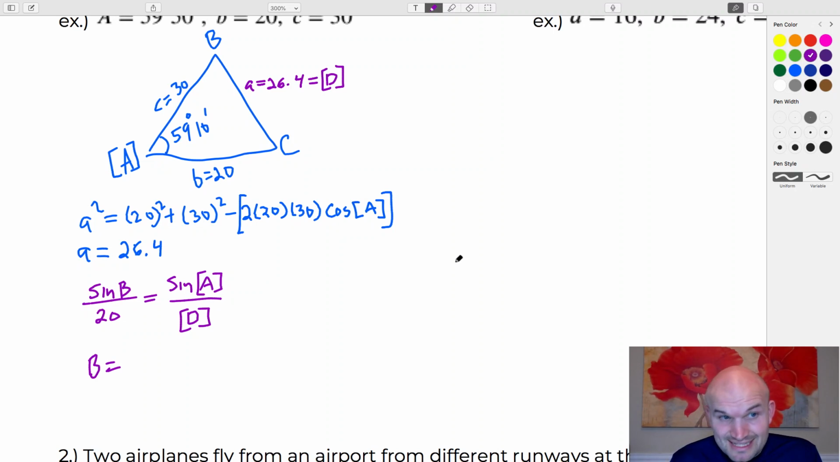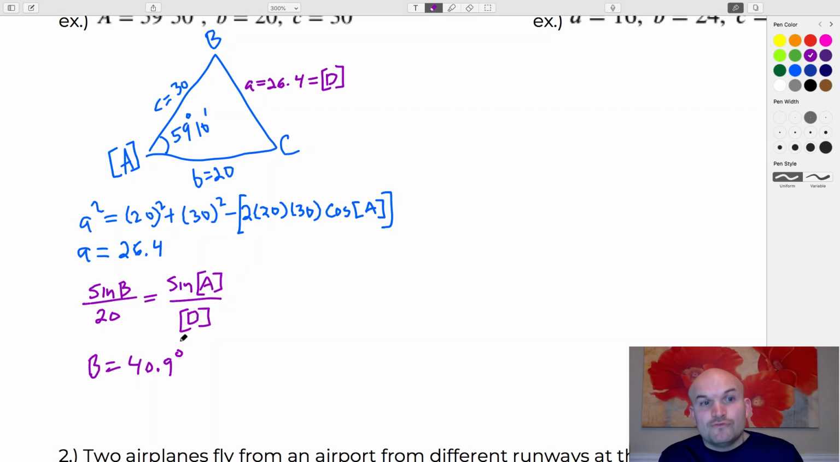Okay, and now I need to take the sine inverse of that, because what I just did, I just multiplied by 20. Now we got to take the sine inverse of that. So I'm just going to do the sine inverse of that last answer. And that gives me 40.9. So B is going to be 40.9 degrees.